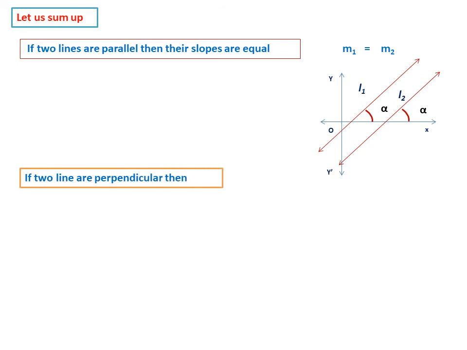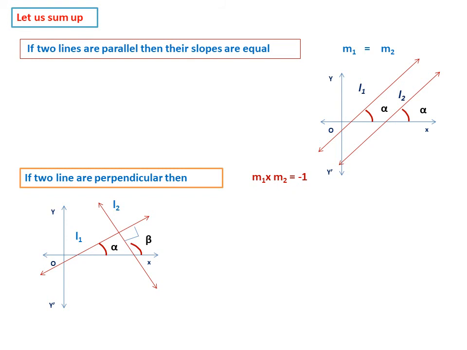If two lines are perpendicular, then the condition is m1 into m2 is minus 1. This is the diagram. L1 is perpendicular to L2, then the condition is m1 into m2 is minus 1. This is the second concept we studied.